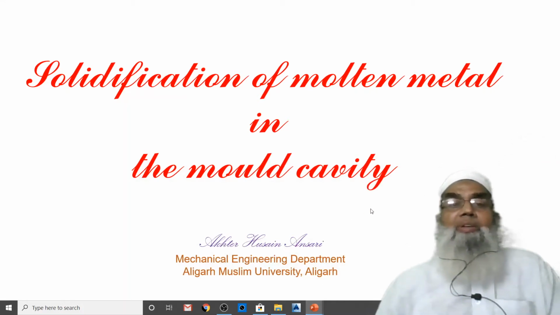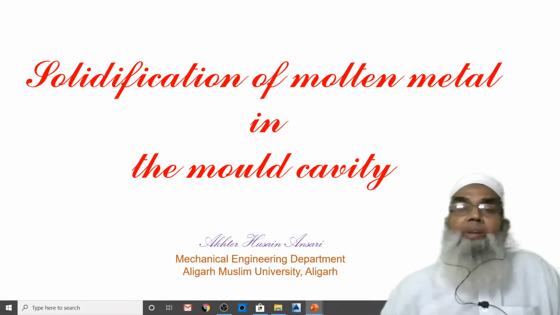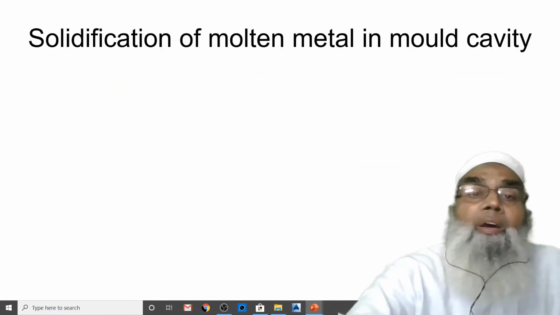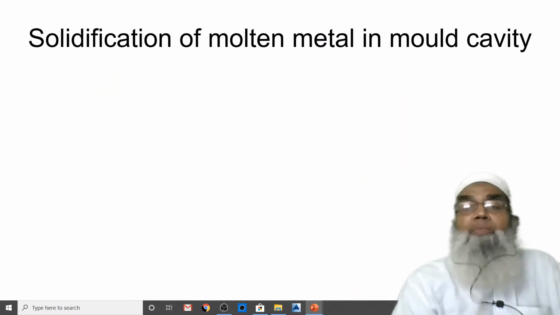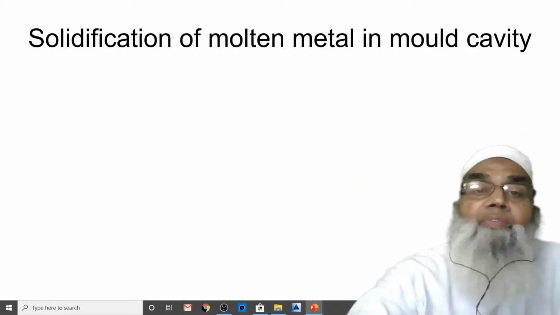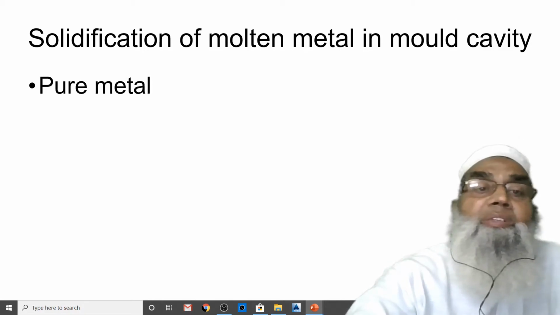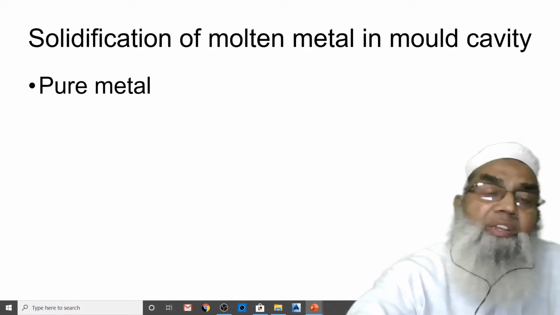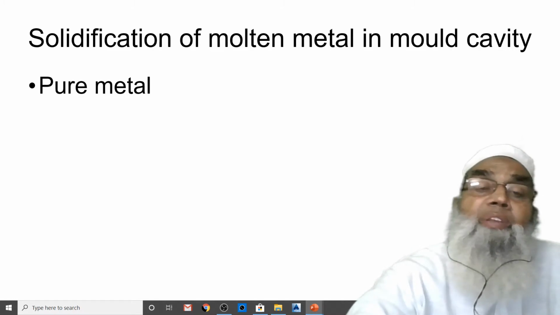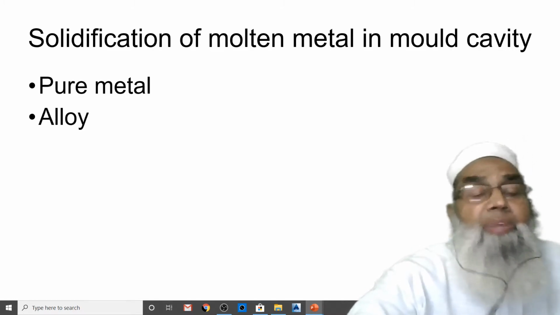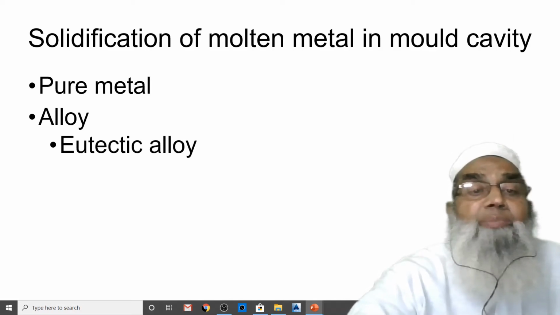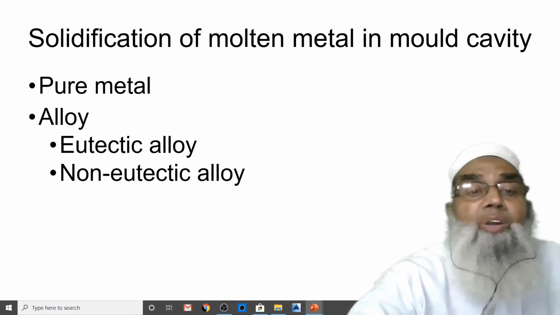Now, today we will discuss solidification of molten metal in the mold cavity. Solidification of molten metal in a mold cavity is a very important topic which needs to be properly discussed. This solidification can be of a pure metal or an alloy. This alloy again can be a eutectic alloy or a non-eutectic alloy.